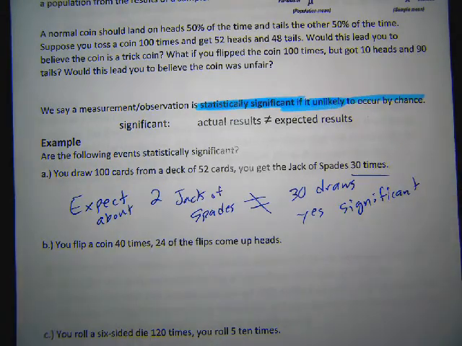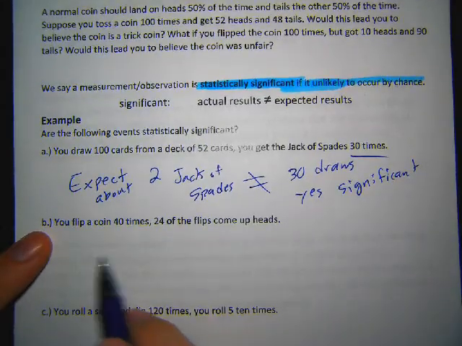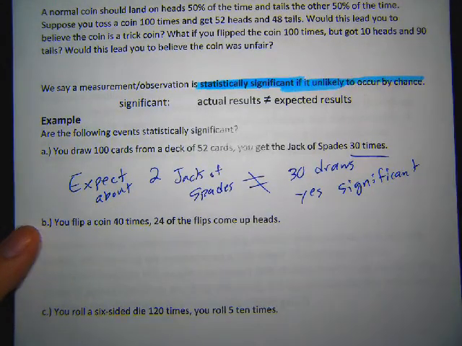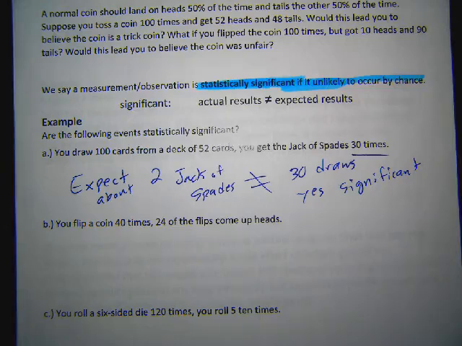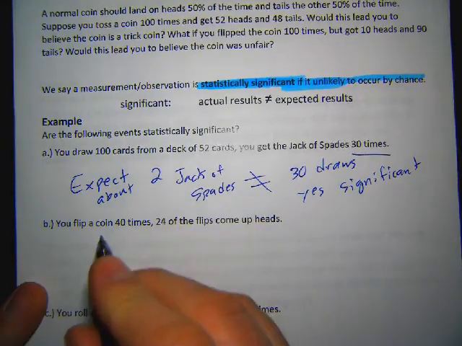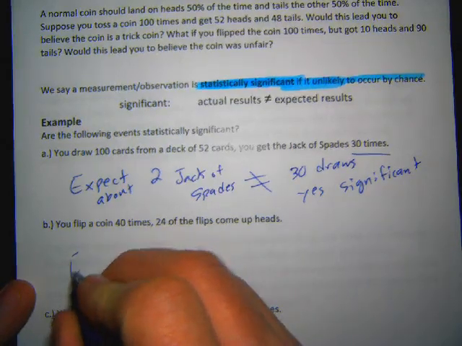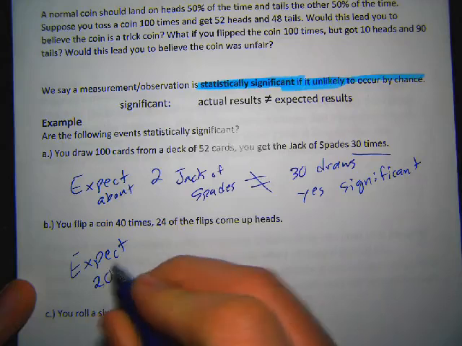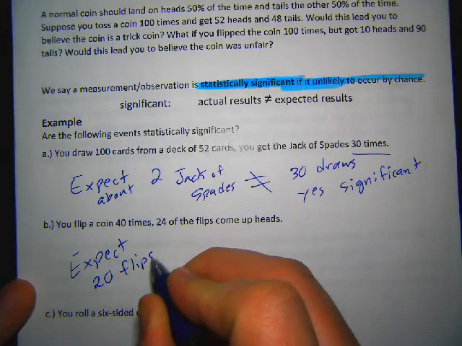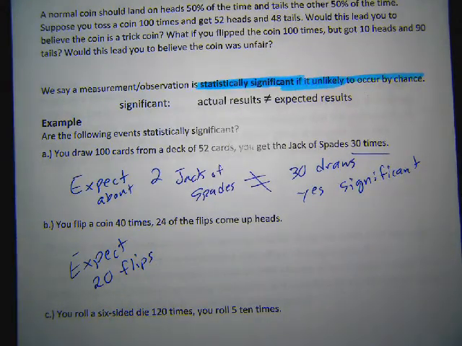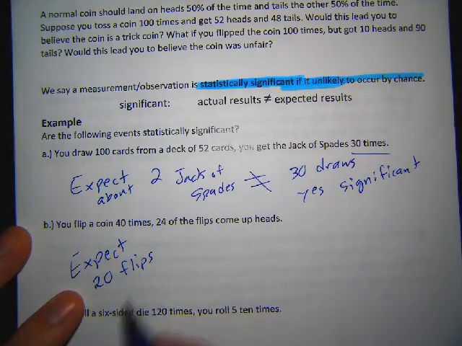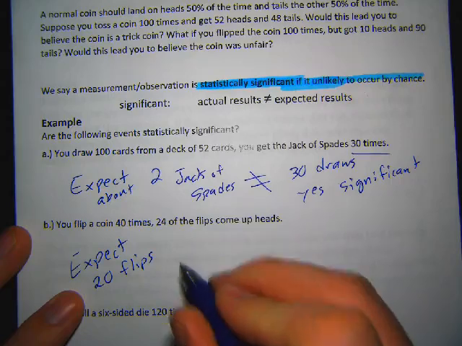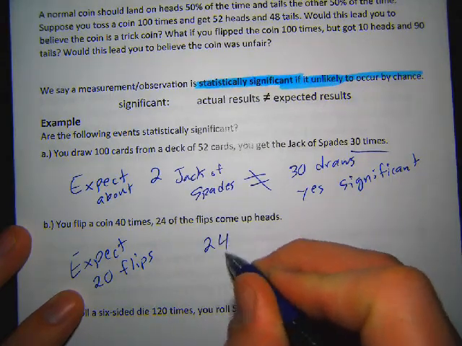Say you flip a coin 40 times and 24 flips come up heads. So first off, what would we expect? Well, again, coin flips, it's 50-50 usually. So out of these 40 times, we'd expect about 20 flips to be heads, because there's 40 flips, and about half of those should be heads. We got 24, and that's close enough.